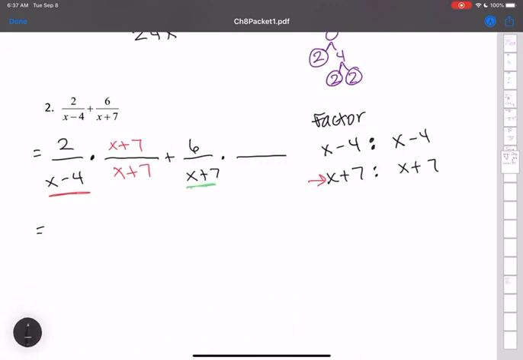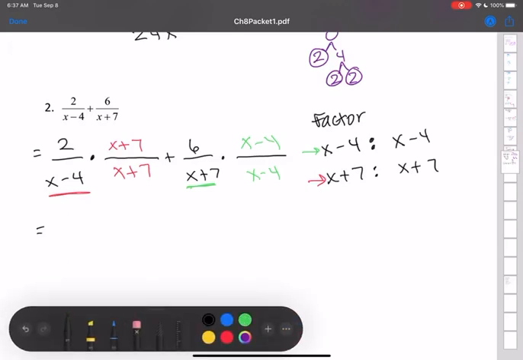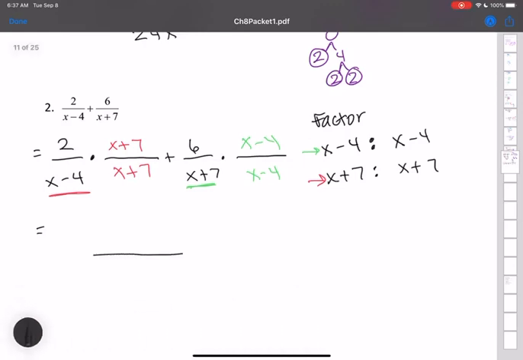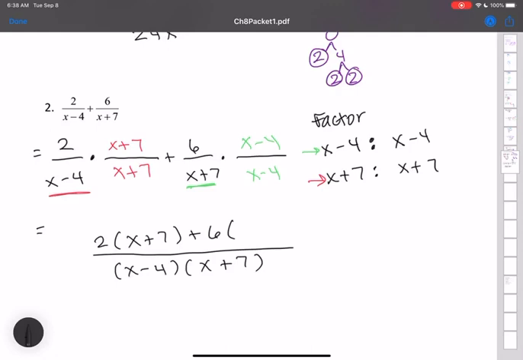The second one, we have x plus 7. We go to the other one, and we see it's missing that entire factor, that whole x minus 4 over x minus 4. Okay, so now, do we have a common denominator? Do you see that they would both just be x minus 4 times the quantity x plus 7? So let's go ahead and just make a giant fraction right now. X minus 4 times the quantity x plus 7. Now on the top, we have some work to do. We'd have 2 times that quantity x plus 7 plus 6 times that quantity x minus 4.